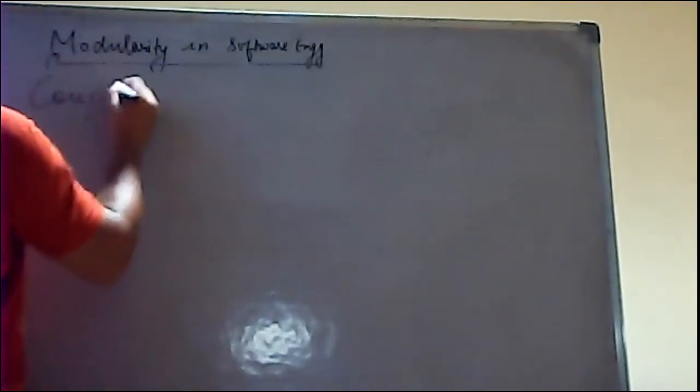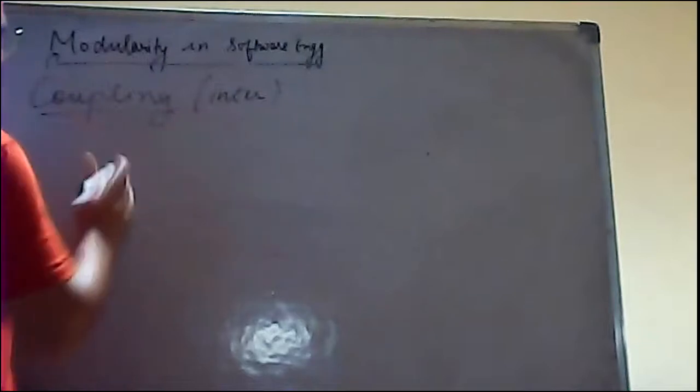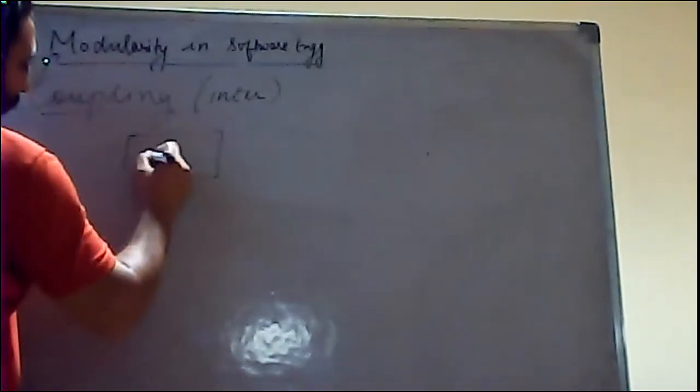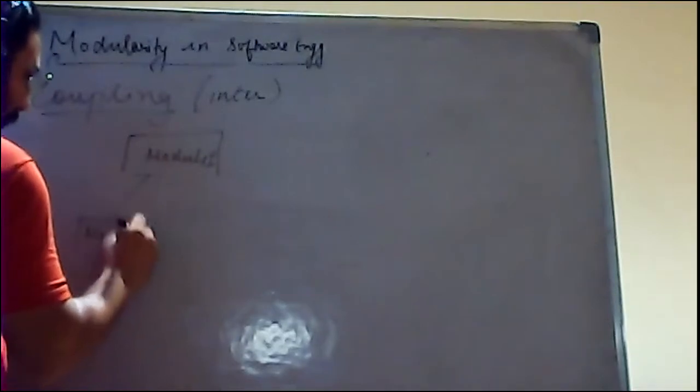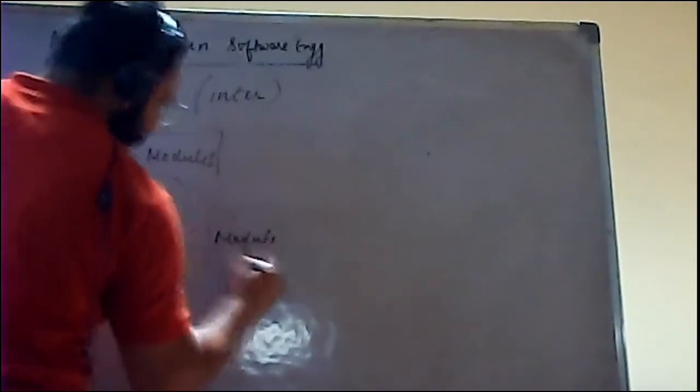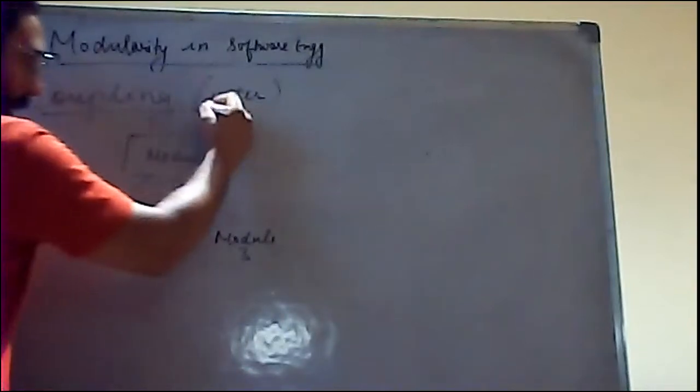And now we will study the main concept of our modularity, that is your coupling. Coupling, then we will go for cohesion. I have told you that there are different modules, that is module 1, module 2nd, module 3rd. So the word I have written is inter. Inter means there should be less coupling while making a design.